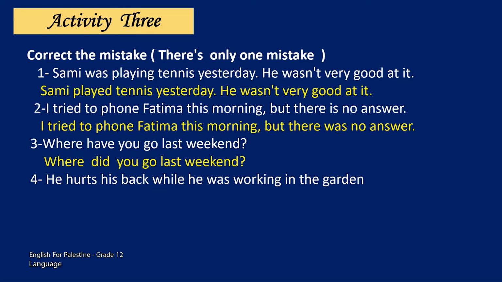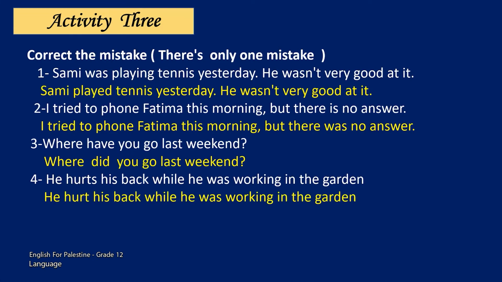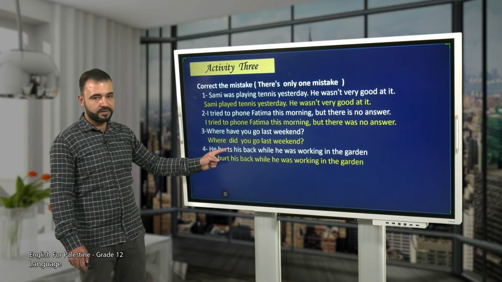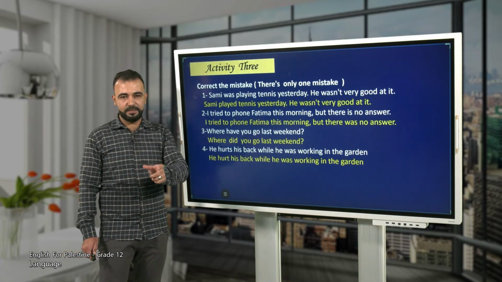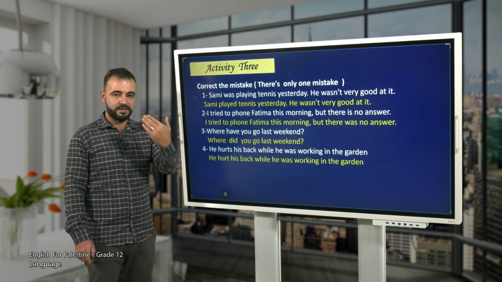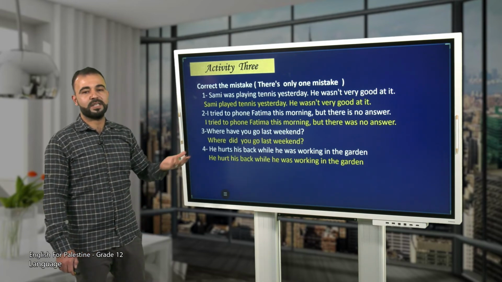The last one, number 4. He hurts his back while he was working in the garden. Hurts, while was working. So, have you found the mistake? Let's see. He hurt his back while he was working in the garden. Hurt, hurts, hurt. Yeah, hurt is an irregular verb that stays the same in the past simple and the past participle.